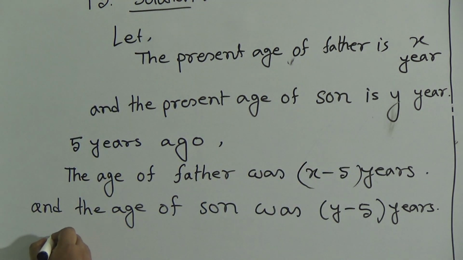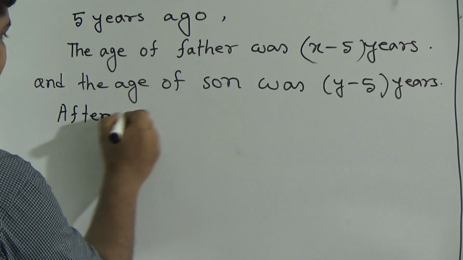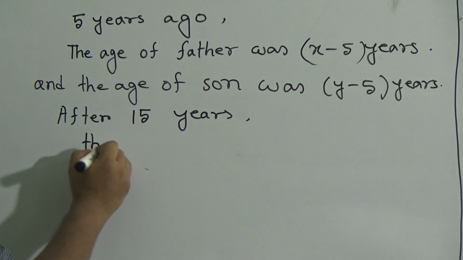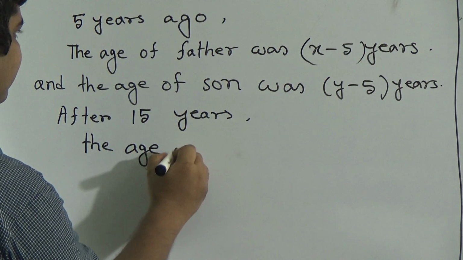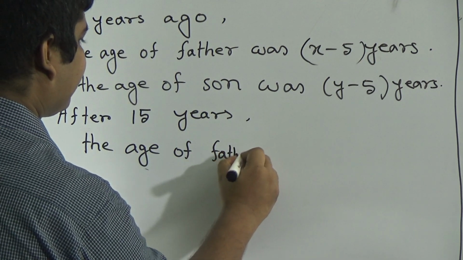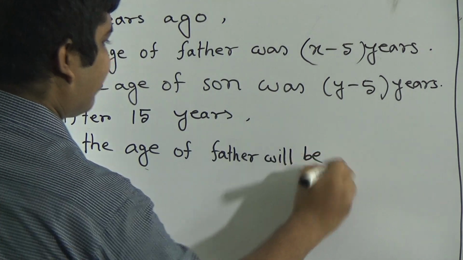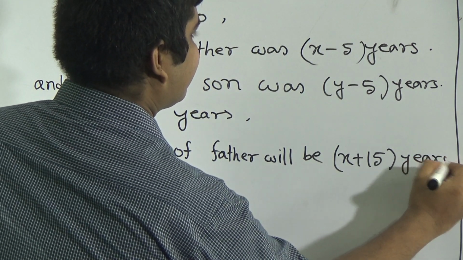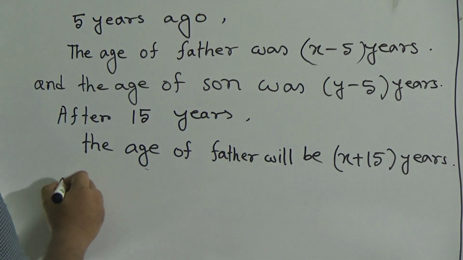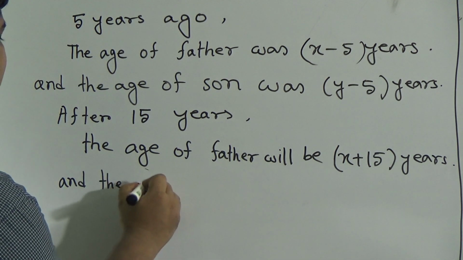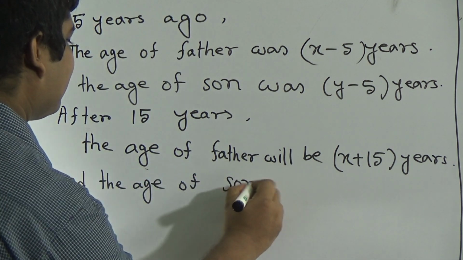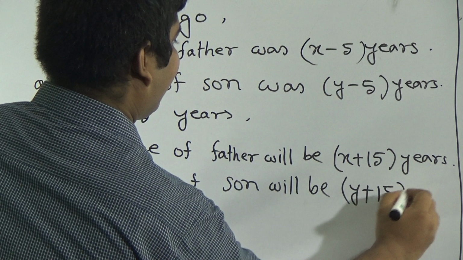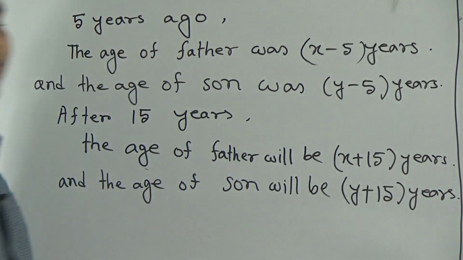So write: after 15 years the age of father will be x plus 15 years. Okay, and the age of son will be y plus 15 years. I hope you have understood.